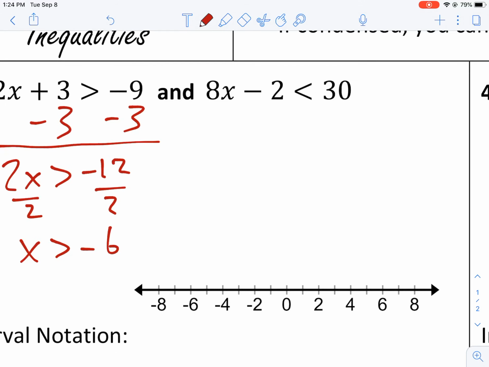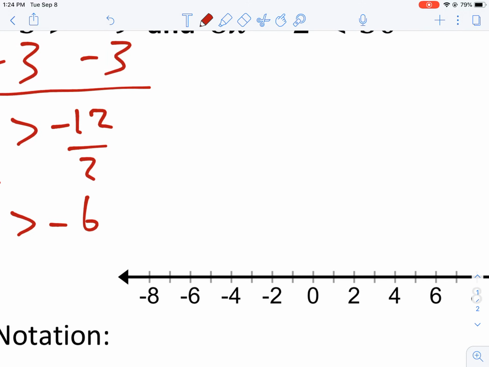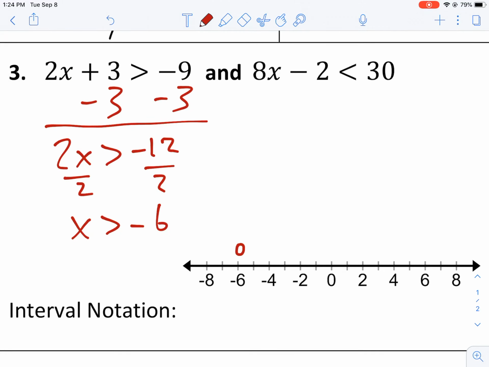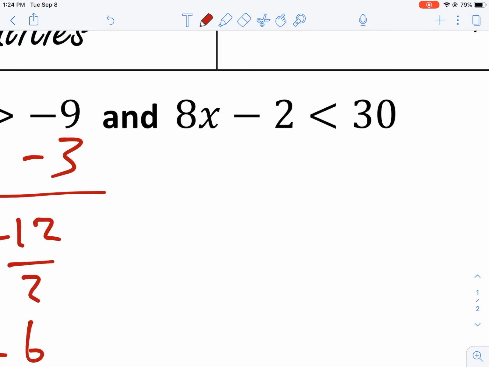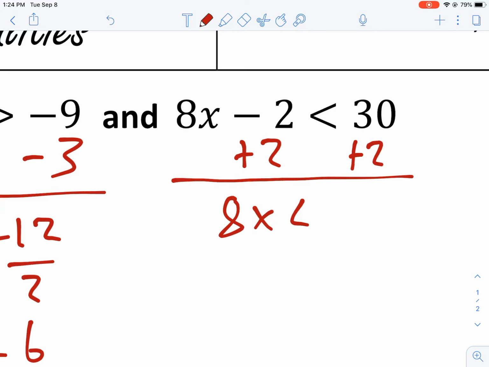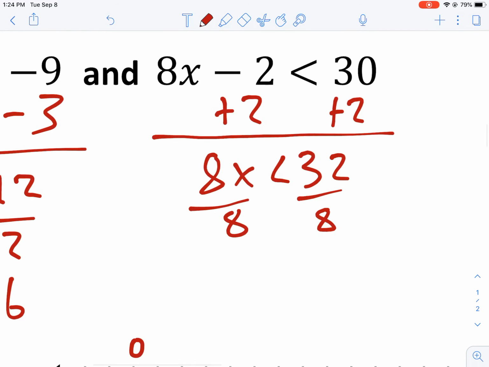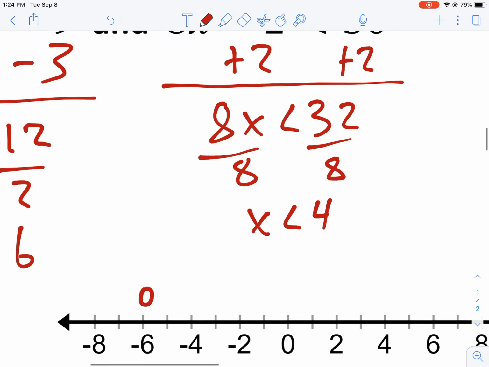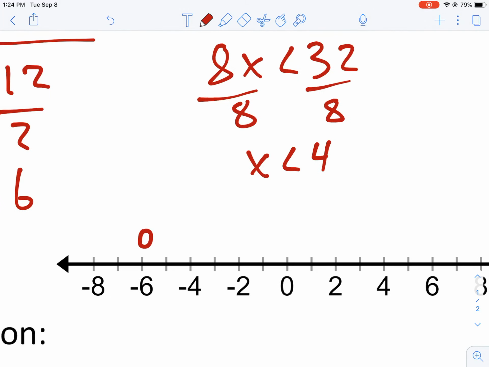So I'm not actually going to draw the arrow here, but I am going to draw the dot, because I know that there's going to be an open dot at -6. Now I'm going to solve my second one, so I'm going to add 2 on both sides. That gives me 8x is less than 32. Divide by 8, and I'm going to get x is less than 4. So now I know I'm also going to have an open dot at 4.